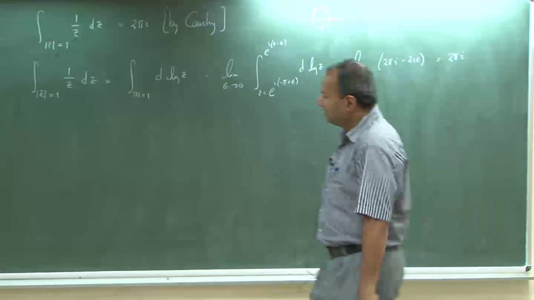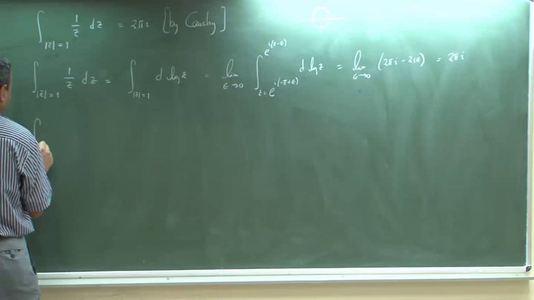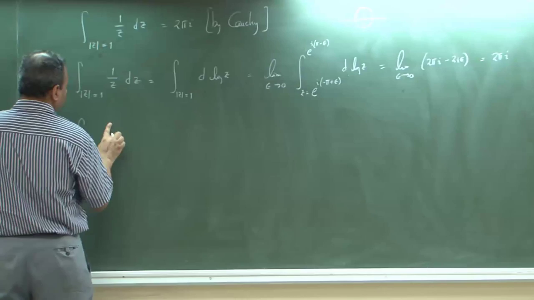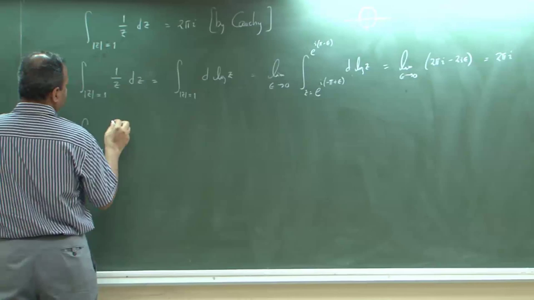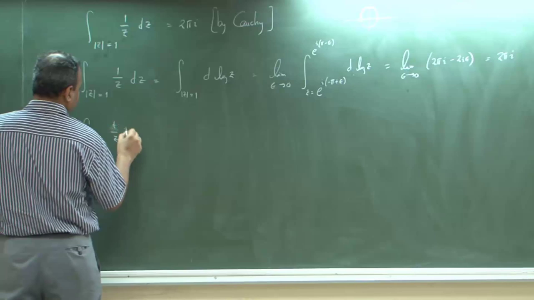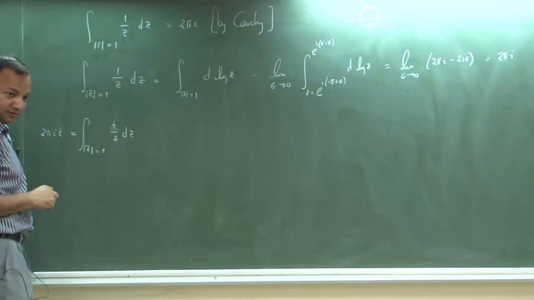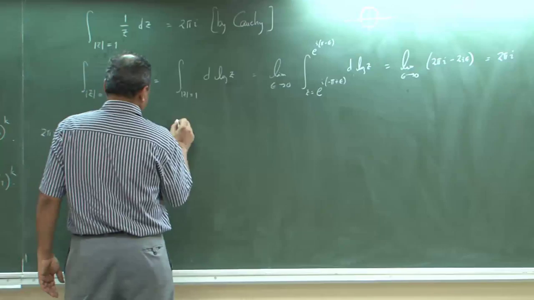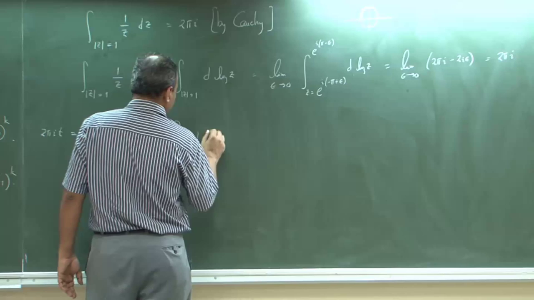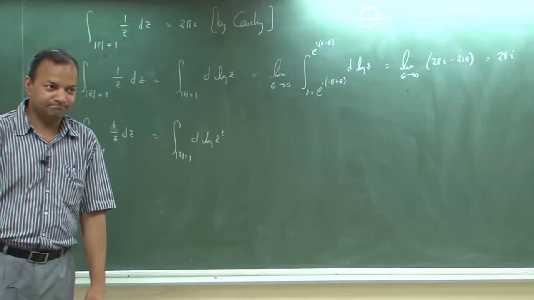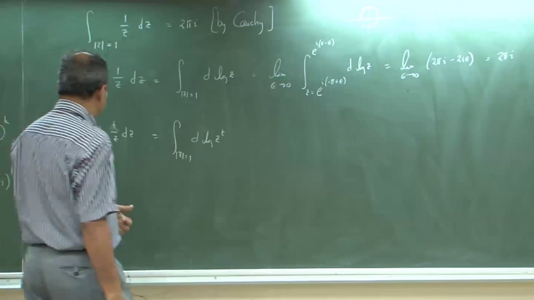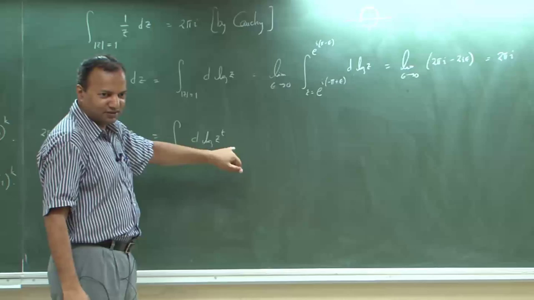But that's not the end of the story. What about, let's say in general, c by z, or let's say t by z, dz? What about this? This is clearly, by Cauchy, 2 pi I t. So I just write 2 pi I t, but if I write it in the same fashion, this is equal to d log z to the power t. It is simple to verify: just differentiate z power t, you get t by z.